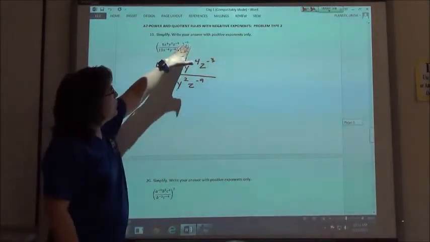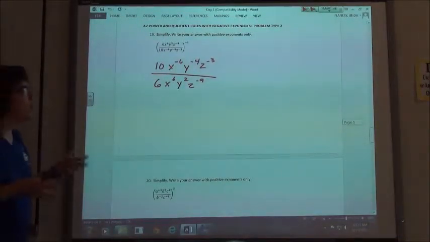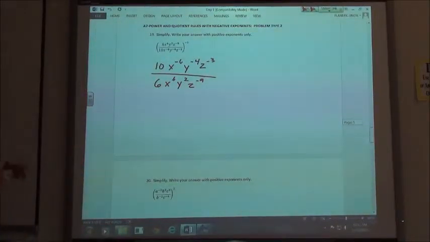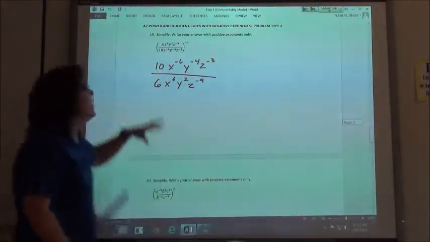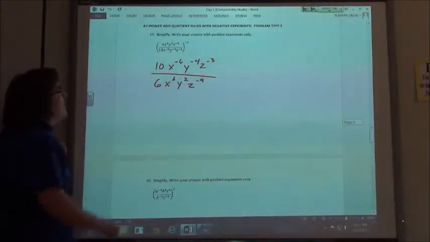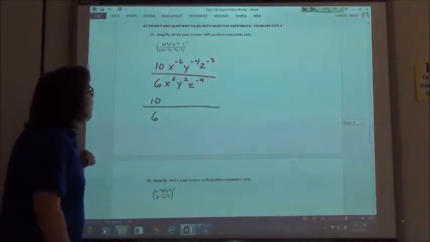Now, this is going to be to the first power, so I really don't need to write it to the first power. If it was squared, I'd have to do the squaring, but since it's to the first, I don't have to do anything with that. Again, on this one, I've got some exponents that are negative, so I can go ahead and get rid of my negative exponents first. The 10 and the 6 are going to stay where they are.